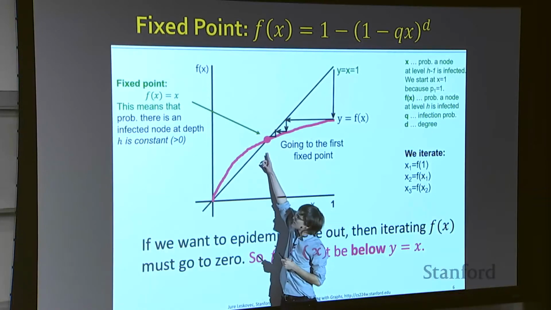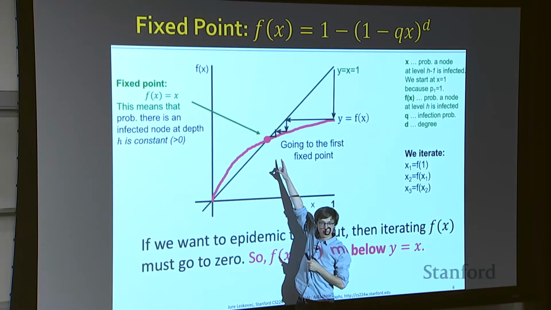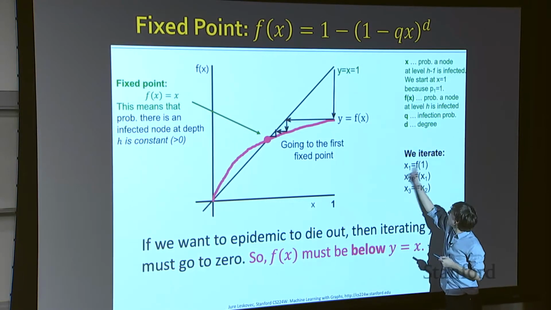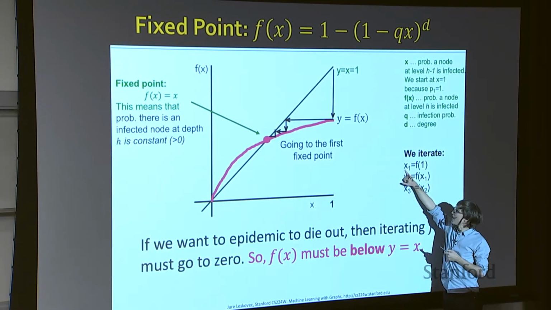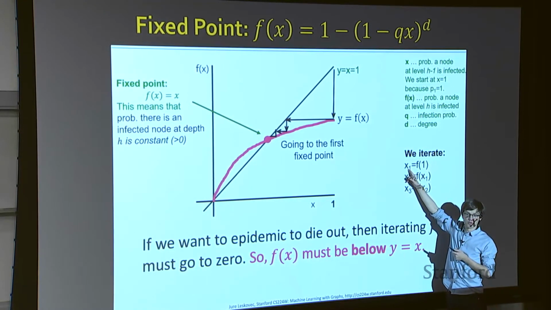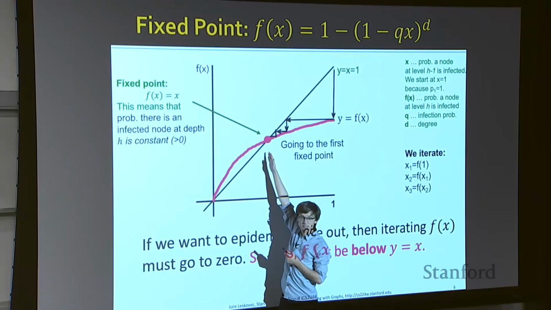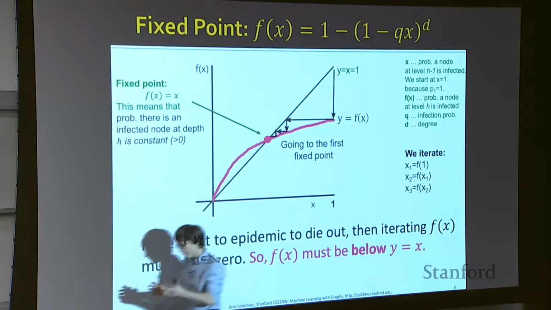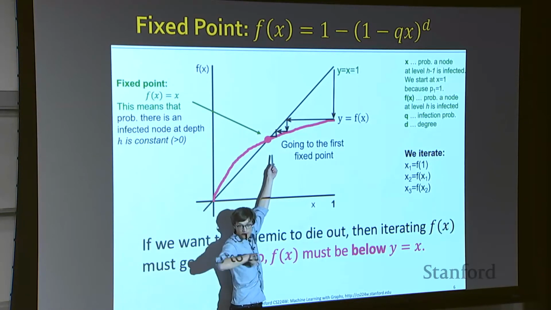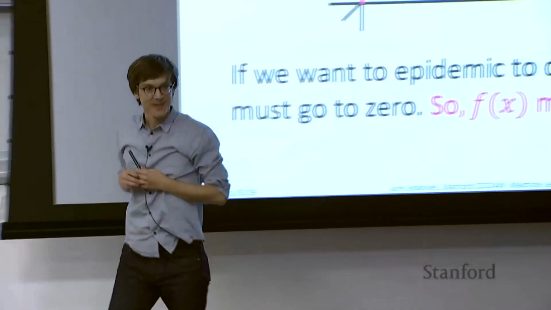But I'll stop traveling when I cross the x equals y, because this is where I'll be stuck. My iteration will be stuck here if f of x equals x. I won't be moving anymore. So as soon as I cross this x equals y, I get stuck, and the probability of having an infected node at a given depth will be constant from then on as I keep iterating. Good question.